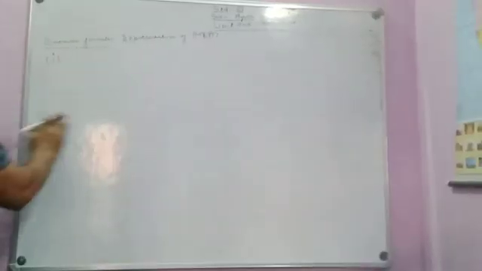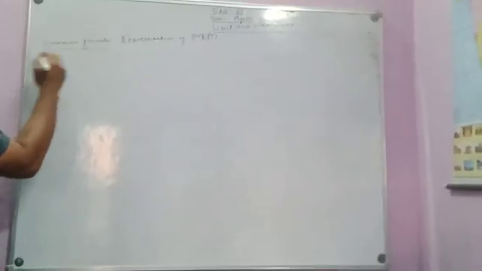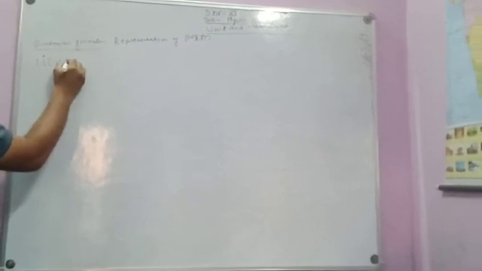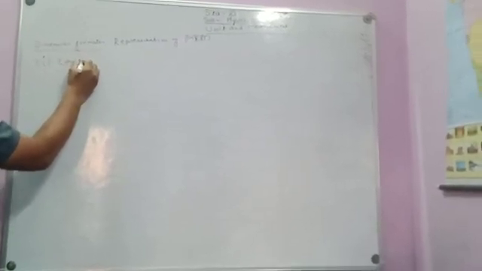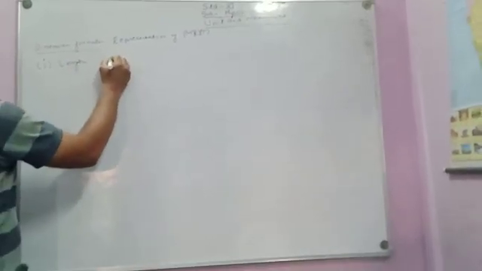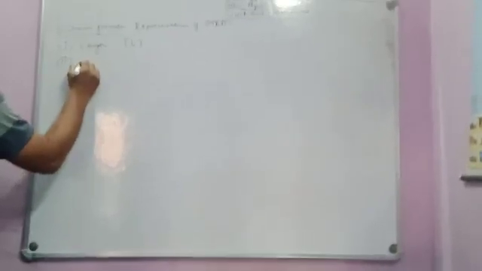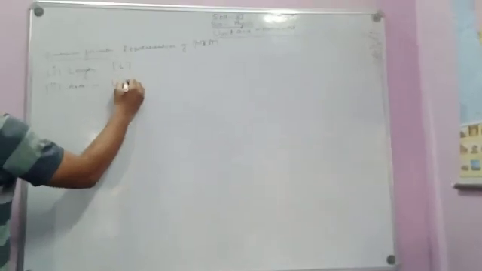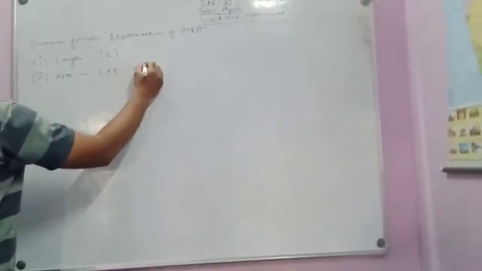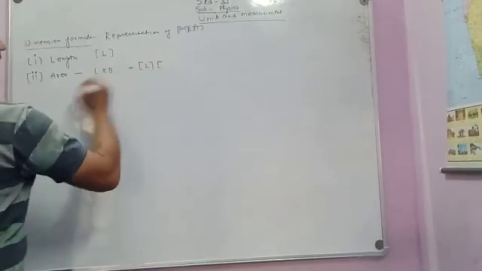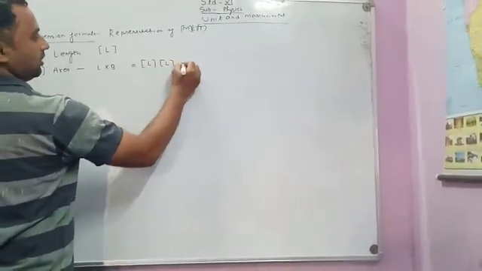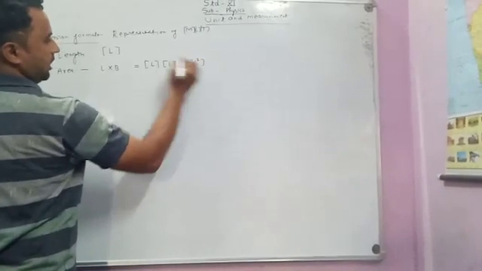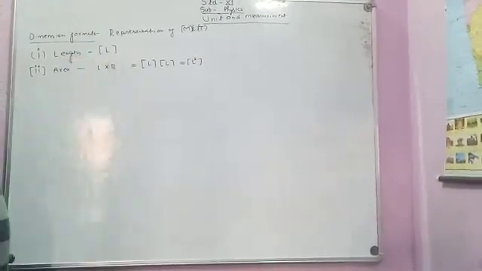Suppose we take the first quantity, length. The symbol representing length is L. The second quantity is area. This means length into width. Length is measured in L and width is also measured in L, and the dimensional formula is L square.